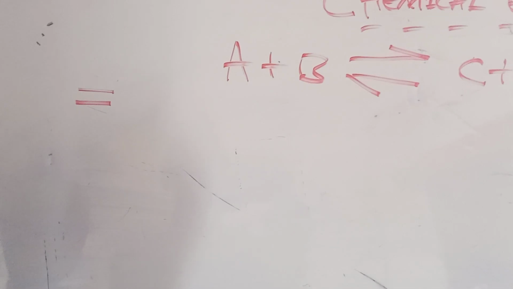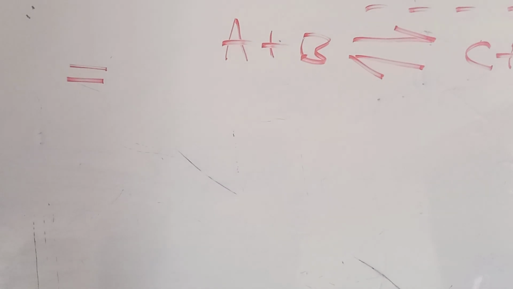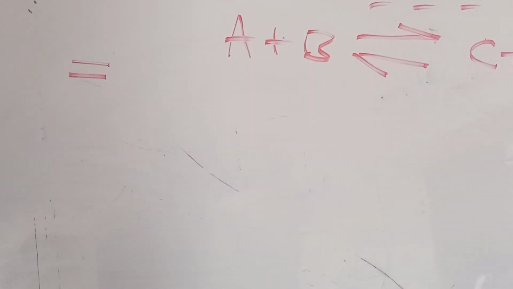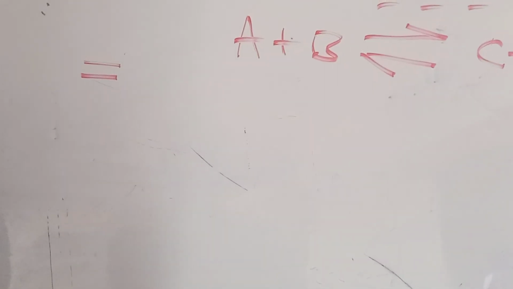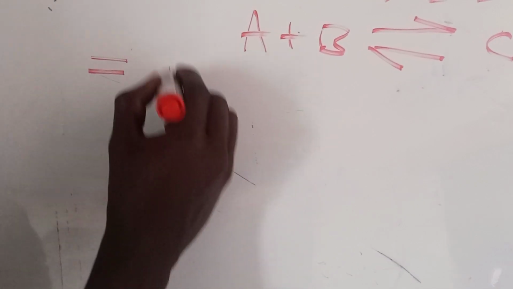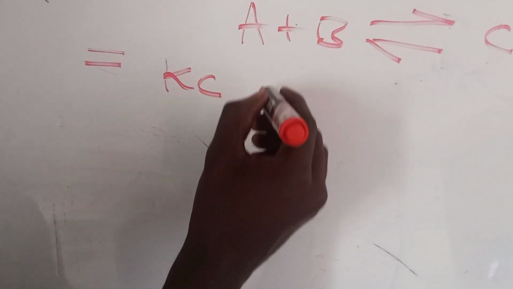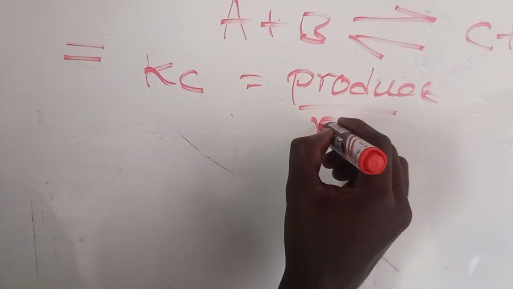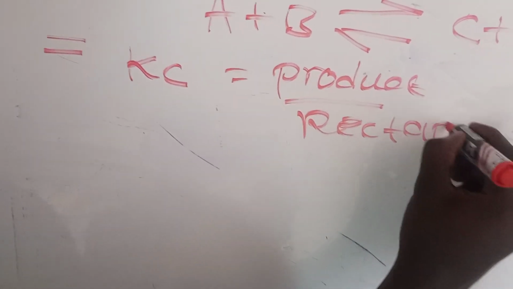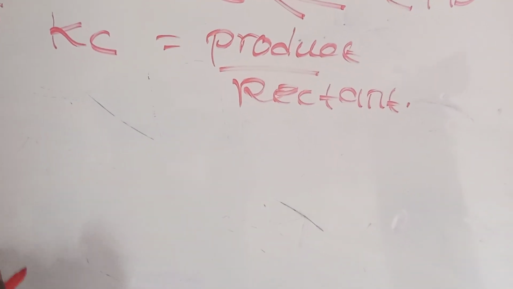Now the question might come: express the equilibrium expression of the above reaction. How should you go about it? Since it is a chemical equilibrium, we use Kc as the equilibrium constant, and the equilibrium constant is equal to product over reactant. And in this case, we pay very much attention to the coefficients.